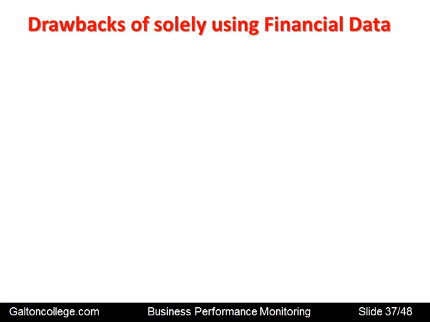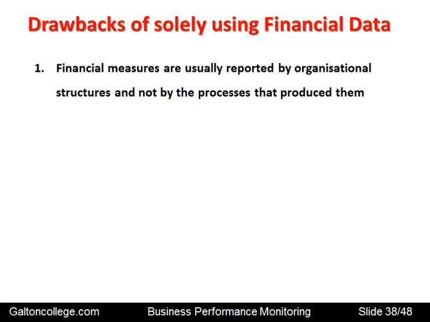Drawbacks of solely using financial data. Well, financial measures are usually reported by organizational structures and not by the processes that produce them. So it's difficult to monitor processes if we don't have the financial information. As I said, management accountants may be involved, but management accountants are expensive to employ. But they can, generally speaking, give a good estimate of how much items cost as they go through the production stages and through the organization. So they're able to calculate costs quite well. But as I said, they're expensive.